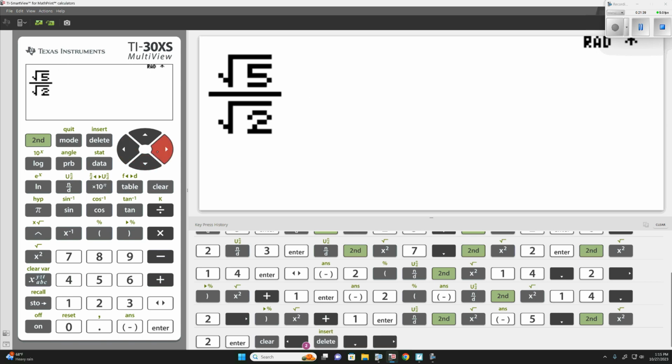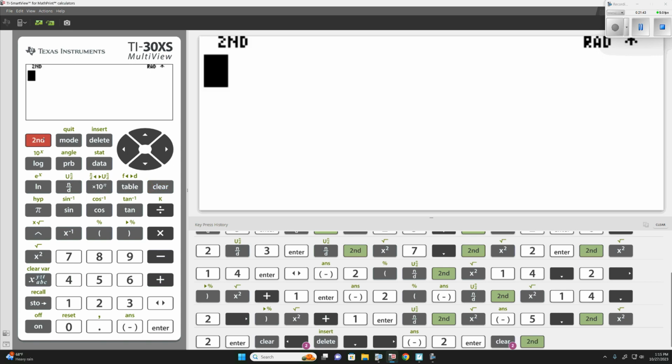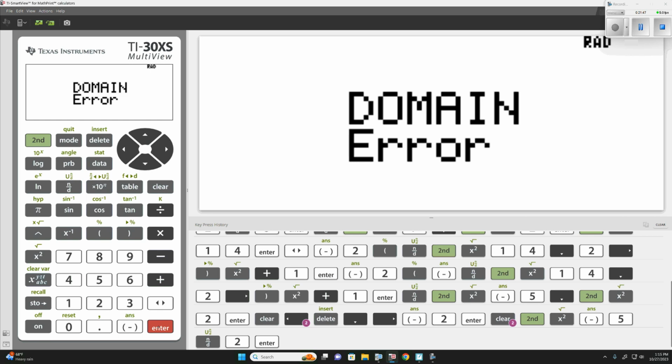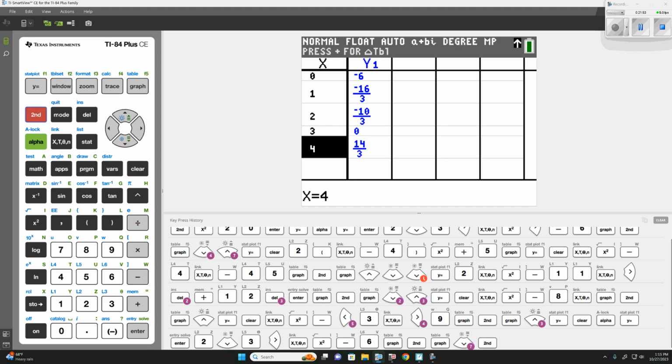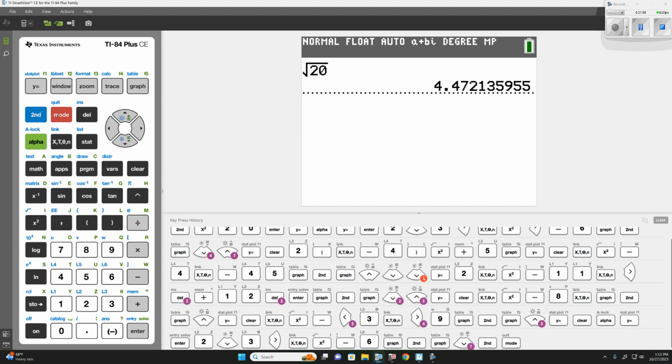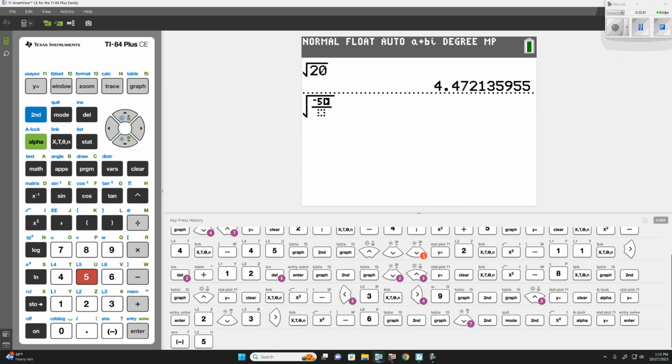Maybe the negative needs to be down low. No. Let's just say second square root of negative 5 halves. Well, it doesn't like any of them. Maybe it's just the calculator. Let's try the graphing calculator. Second square root alpha y equals, enter negative 5 halves. Yes? Enter. Okay.